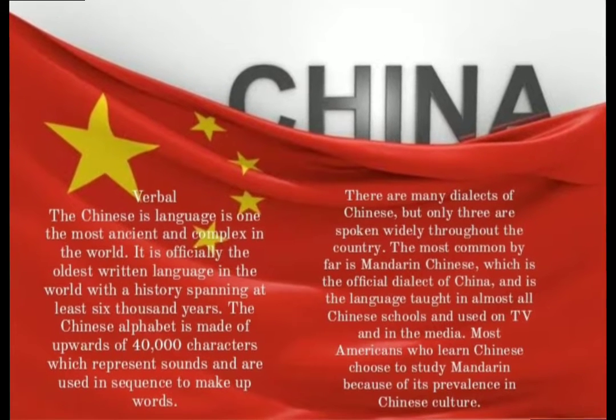Verbal. The Chinese language is one of the most ancient and complex in the world. It is officially the oldest written language in the world, with a history spanning at least 6,000 years. The Chinese alphabet is made of upwards of 40,000 characters, which represent sounds and are used in sequence to make up words. There are many dialects of Chinese, but only 3 are spoken widely throughout the country.